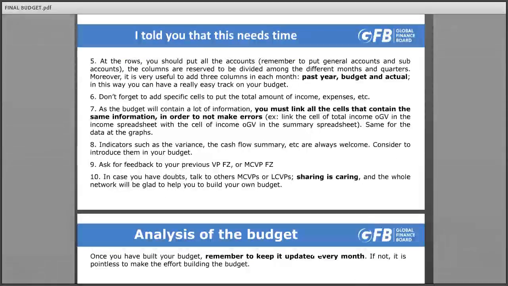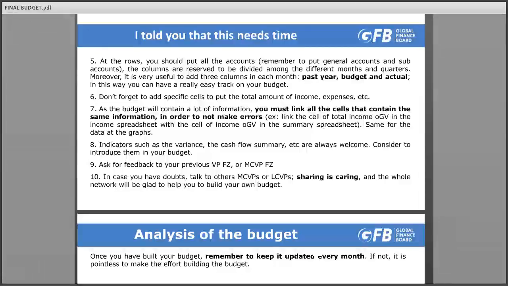At the rows, you should put the accounts. Remember to put the general accounts and sub-accounts. So let's say, for example, that you're running 3 projects in Incoming Global Volunteer. So the main account will be Incoming Global Volunteer, and you will have Incoming Global Volunteer Project 1, Project 2, Project 3. The columns are reserved to be divided among the different months and quarters.